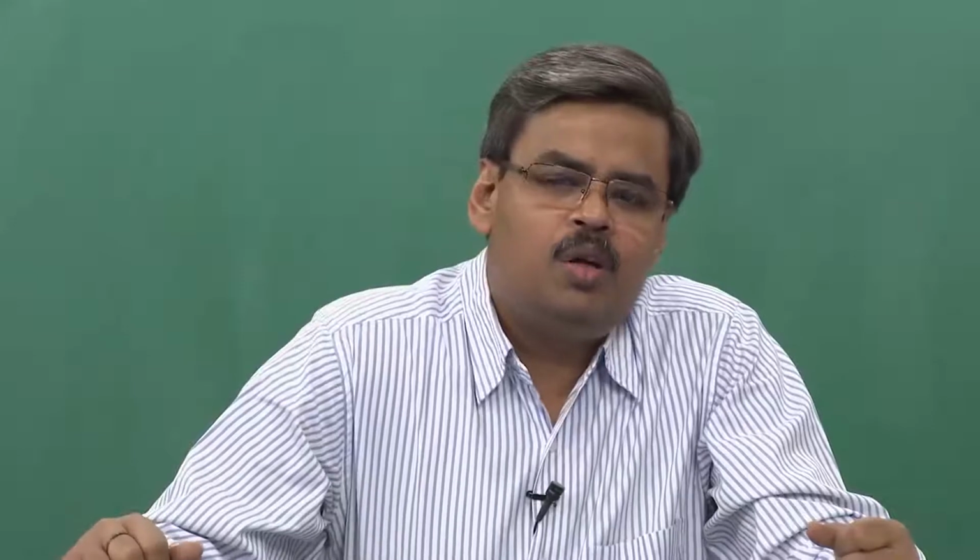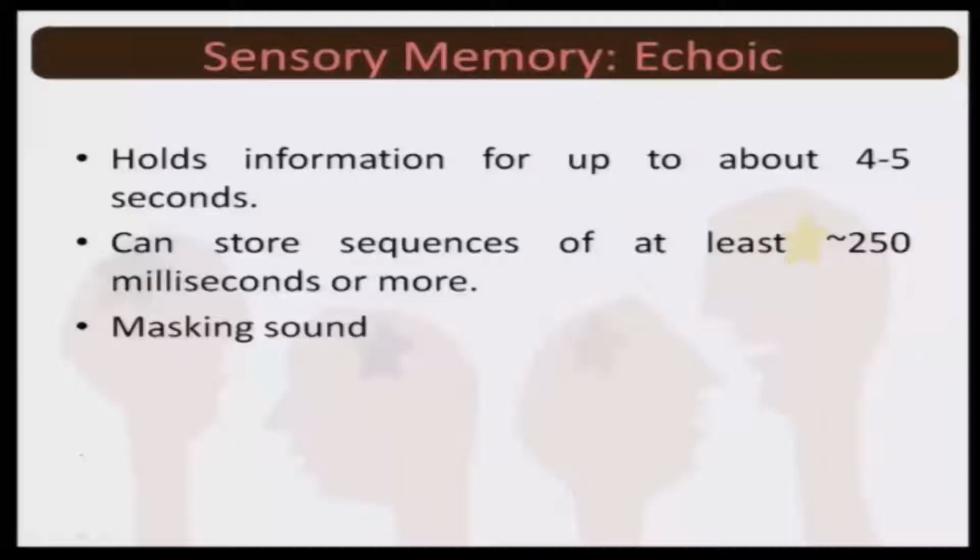Till now we have talked about iconic memory. Let us now move to the other form of sensory memory, that is echoic memory. In case of iconic memory, we discussed that the total amount of information that can be retained is a little more, but in terms of duration, it had a relatively shorter period compared to echoic memory, because echoic memory can hold information up to 4 to 5 seconds. And furthermore, it can also store the sequence of at least 250 milliseconds or more.